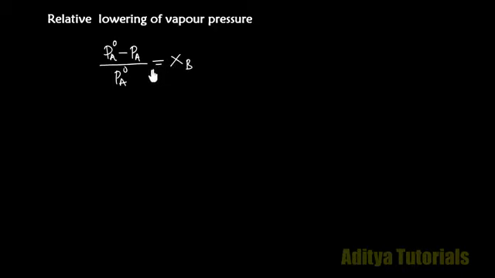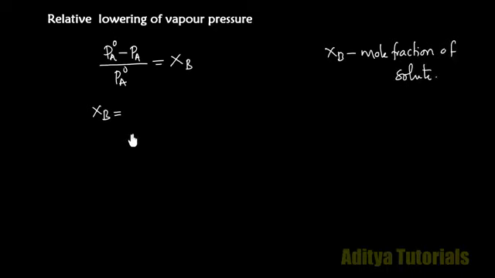Okay, now let's move to the next part. We have to talk about the mole fraction now. That is Xi B, the mole fraction of solute in the solution. It is given by the number of moles of solute B divided by the total number of moles in the solution, that is the number of moles of solute plus the number of moles of solvent, that is A here.